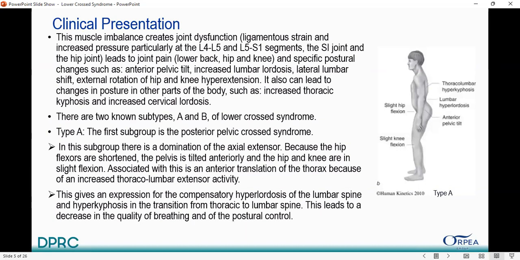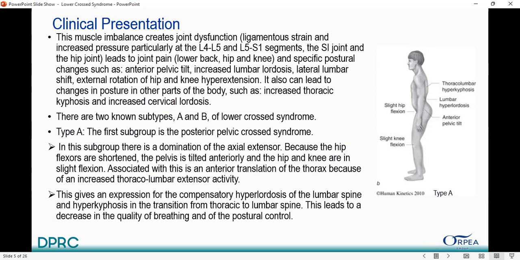And what is the clinical presentation? Here you can see the picture showing slight hip flexion, slight knee flexion, anterior pelvic tilt, lumbar hyperlordosis, and thoracolumbar kyphosis also. These muscle imbalances create joint dysfunction.